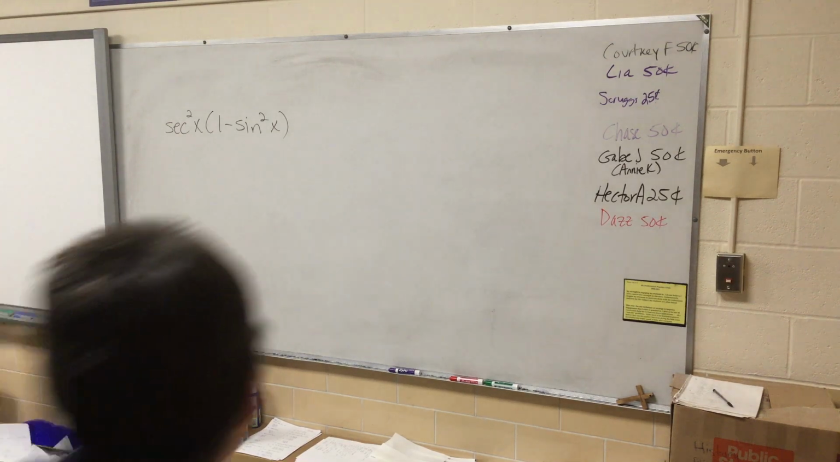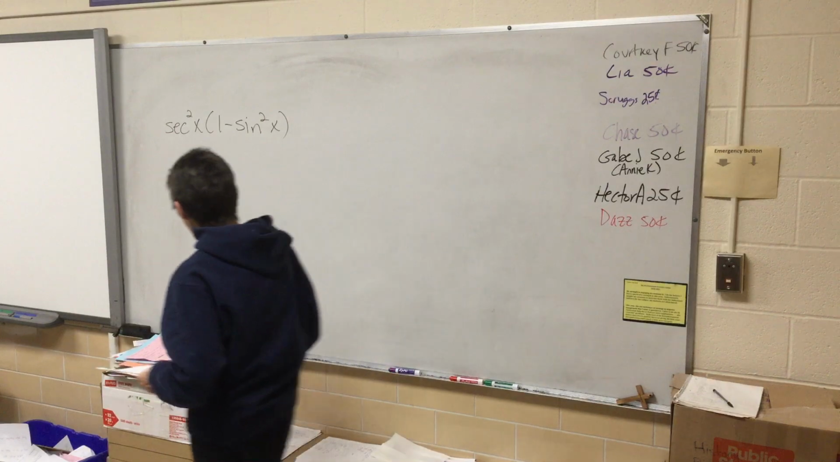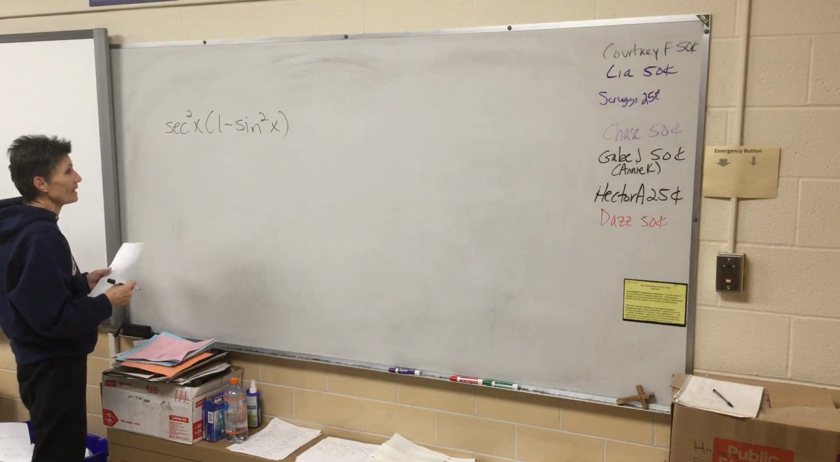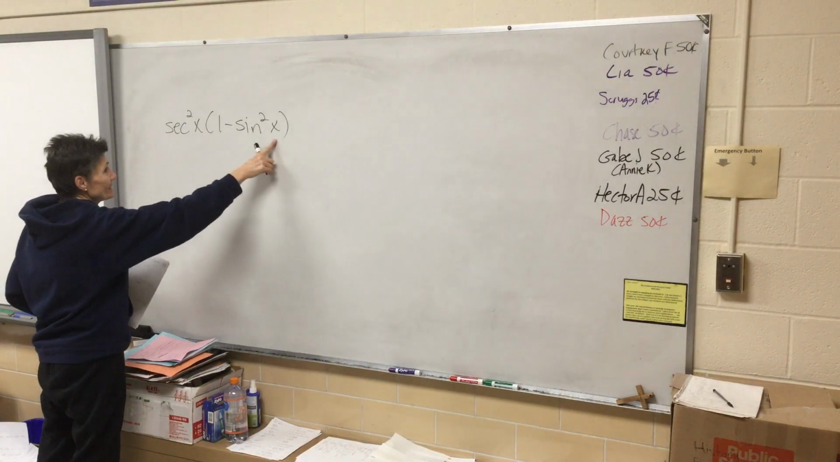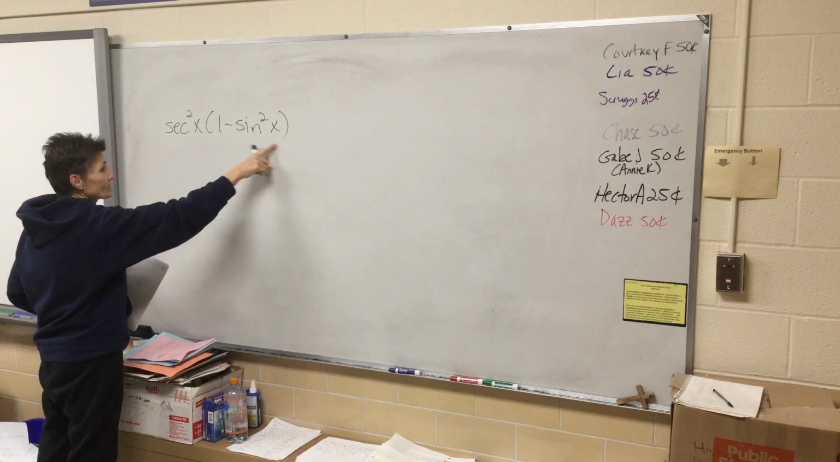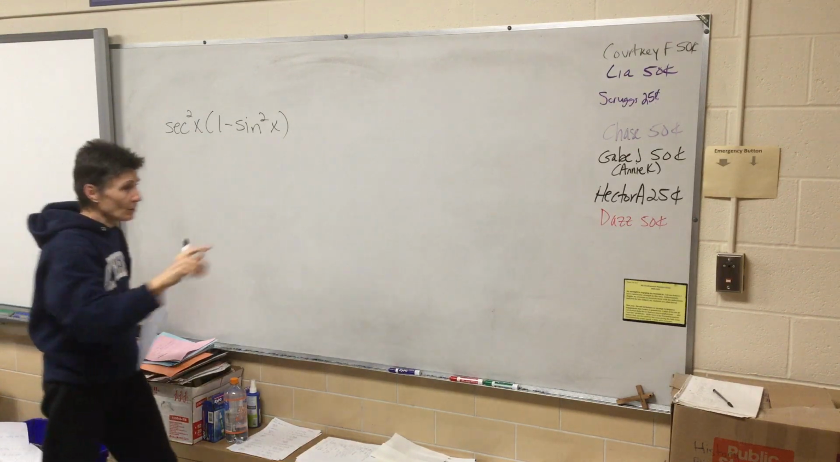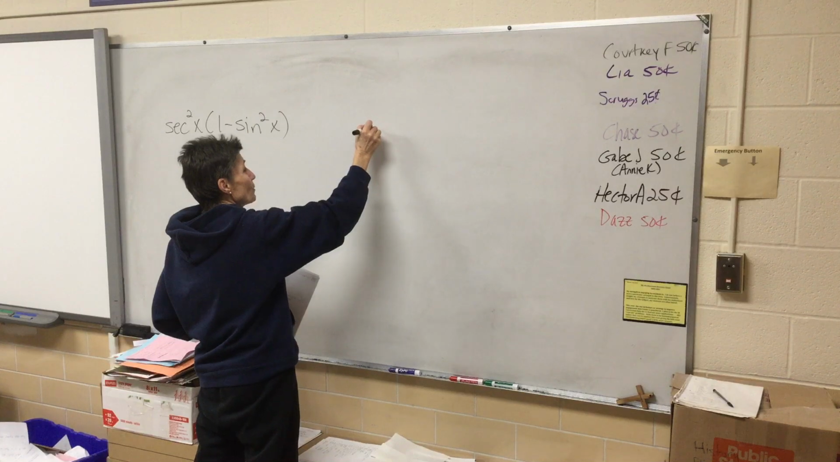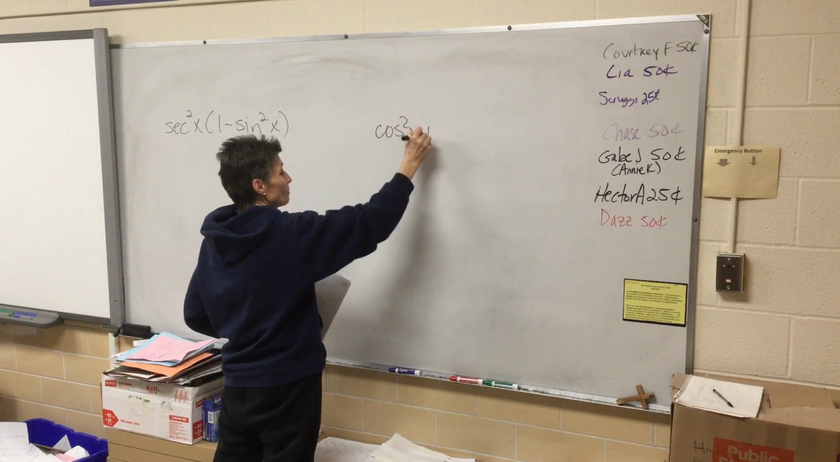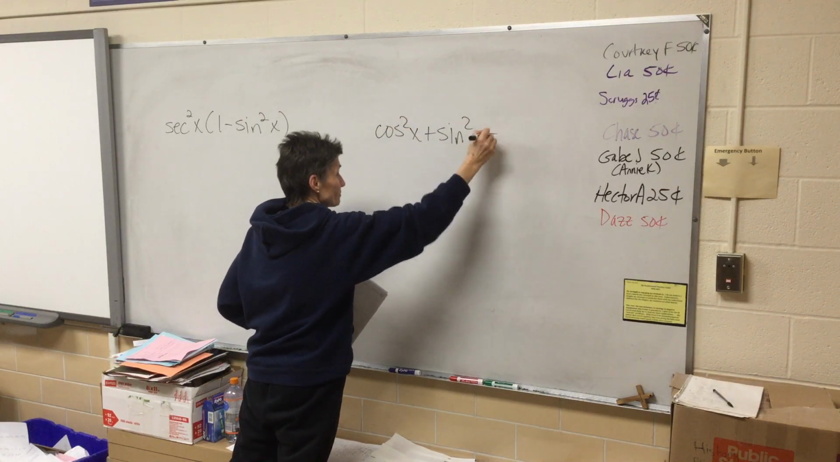That quantity there equals cosine squared x. I think that's magnificent, Gabe. Thank you. This is cosine squared. Remember, on your colored sheet, you have something that says cosine squared plus sine squared equals 1.